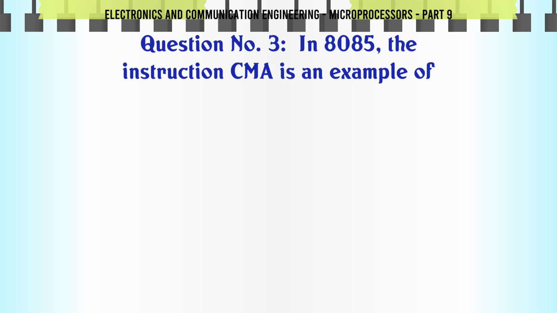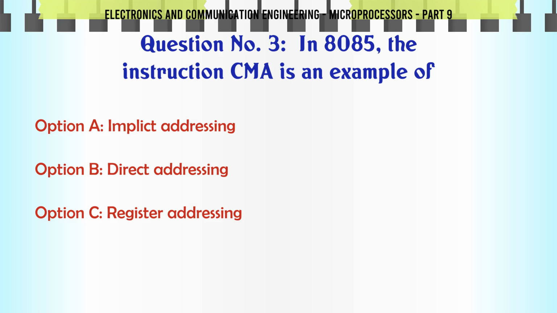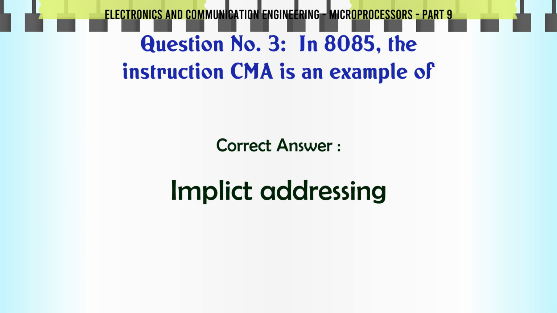In 8085, the instruction CMA is an example of A. Implicit addressing, B. Direct addressing, C. Register addressing, D. Immediate addressing. The correct answer is implicit addressing.